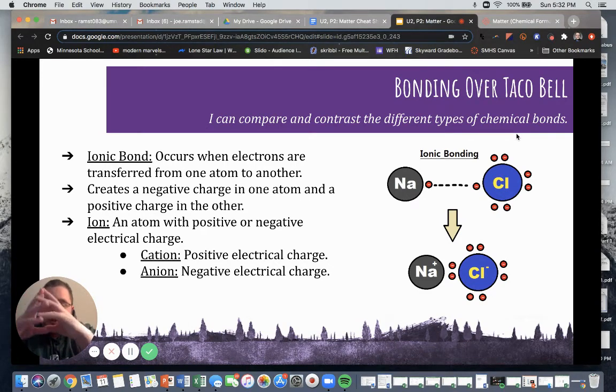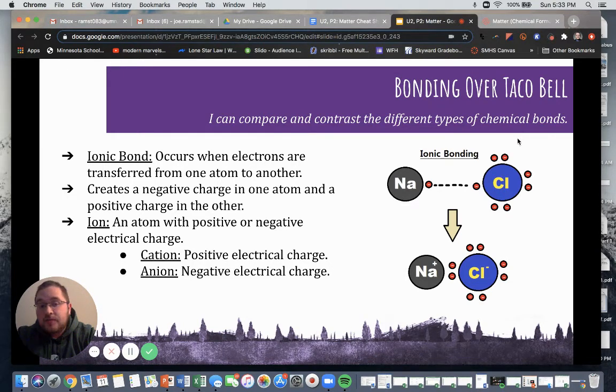The sodium transfers its 1 lone electron to the chlorine to make it a full 8. Okay, this creates a negative charge in the chlorine because it is receiving an extra electron, and a positive charge in the sodium because it is giving it away. This is known as an ion. So an ion is an atom with a positive or negative electrical charge. A cation is positive, and an anion is negative.